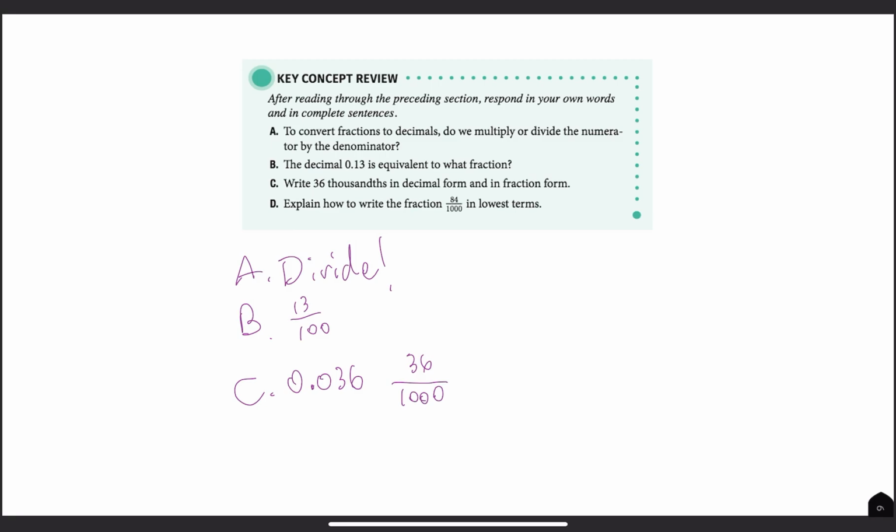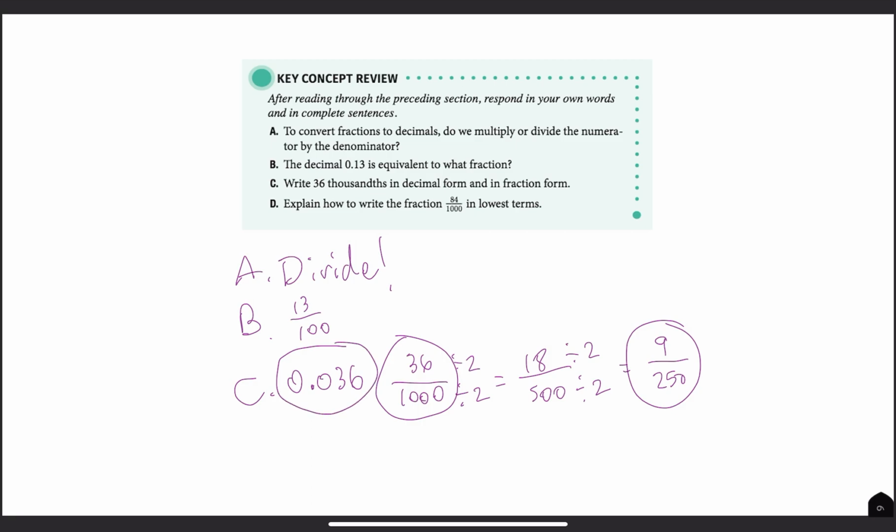Now, of course, I'd be wise to reduce this. I'll start by reducing by 2. And those are both still even. So I'll go by 2 again. And 3 won't go in, so there we go. So there's the lowest terms. There's the fraction. There's the decimal.